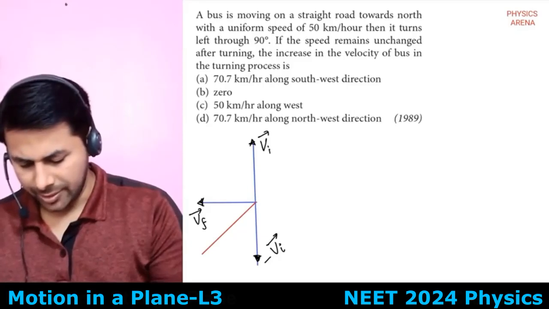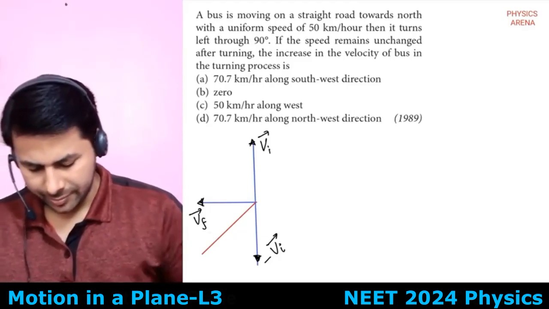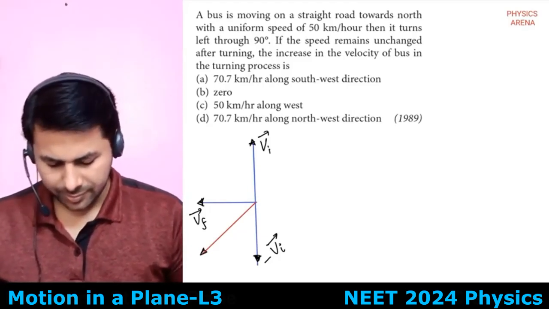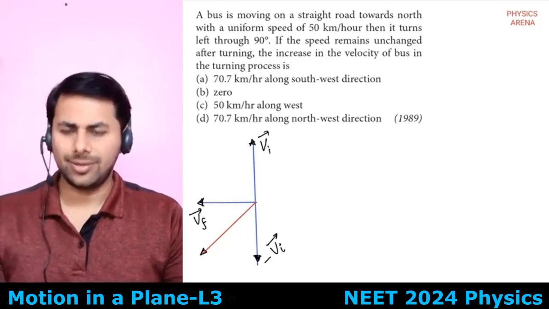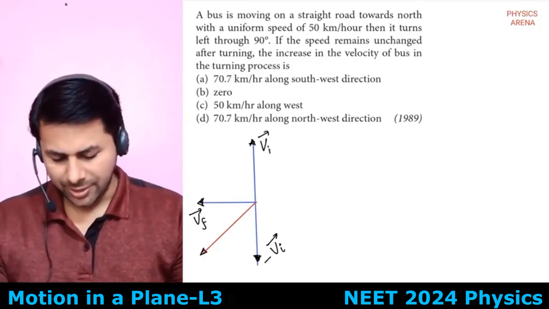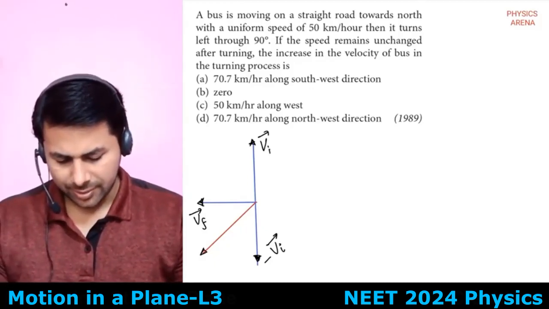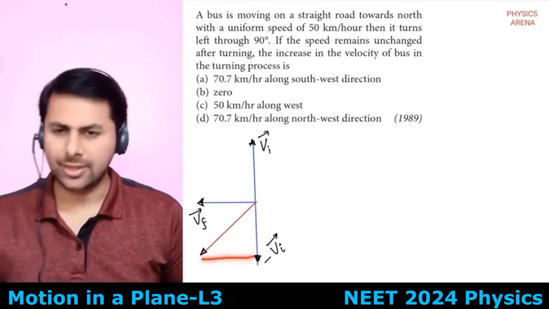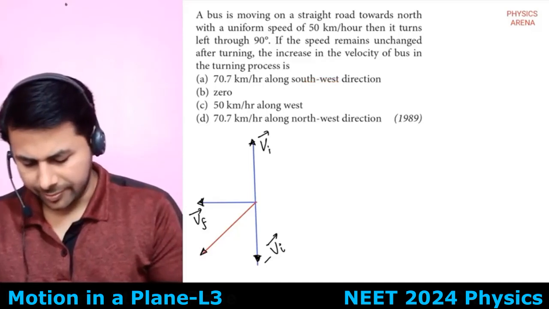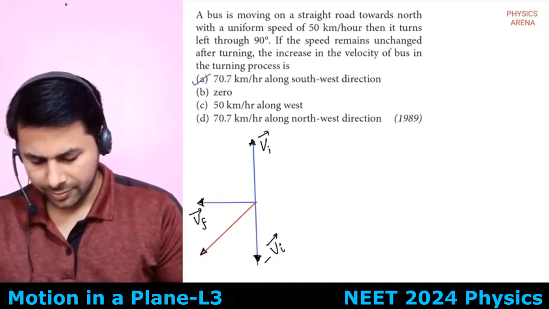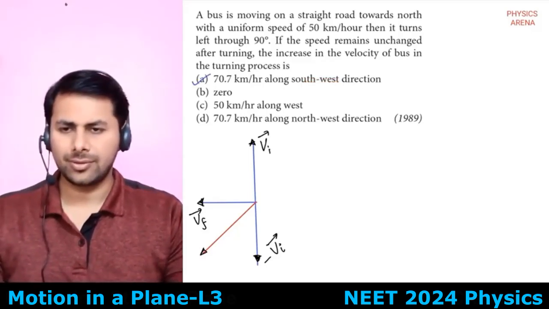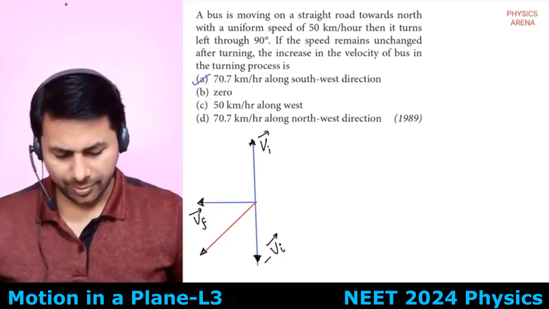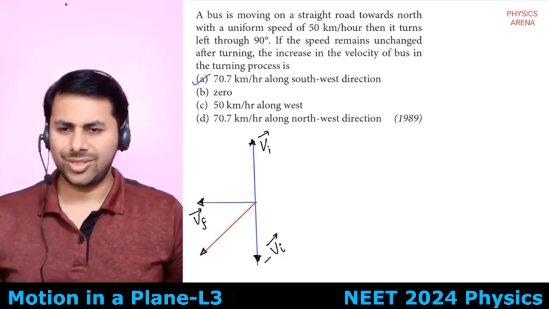Resultant of these two will be in this direction. Right? So, what is that direction? It is southwest. So, it's option A. Okay. So, this is clear.